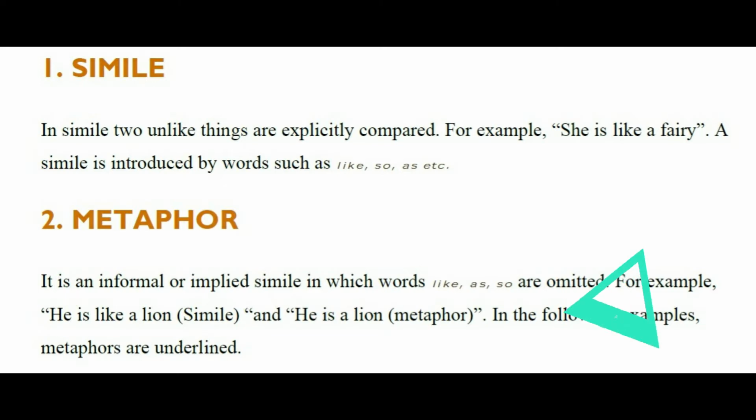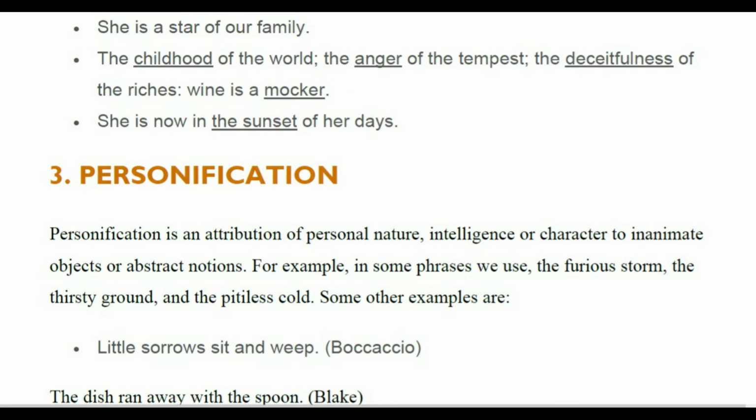So here, let's see. First one, she is a star of our family. Second one, the childhood of the world. The anger of the tempest. The deceitfulness of riches. And the wine is a mocker.